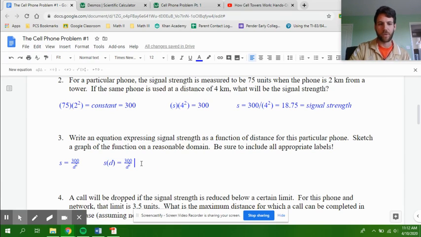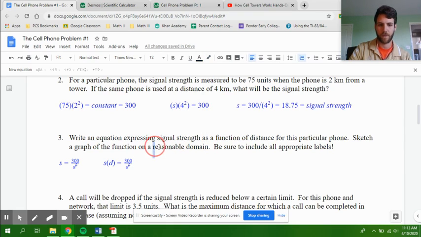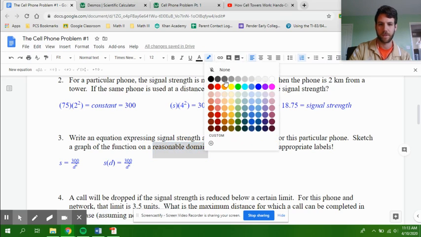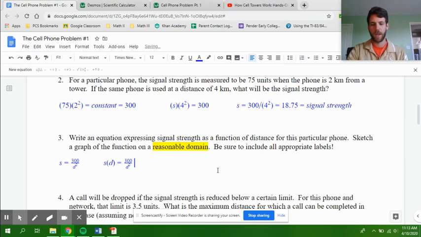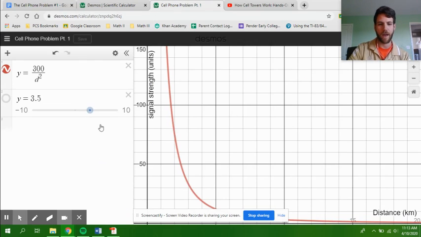Now that we have our equation here, let's look at the Desmos graph of this equation and take a look at a reasonable domain. That's very important, because reasonable domain is very important for word problems. And so we have that as our result there, and we want to include all appropriate labels as well. So let's look at our graph.